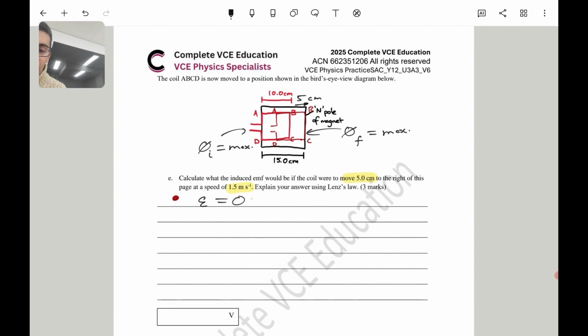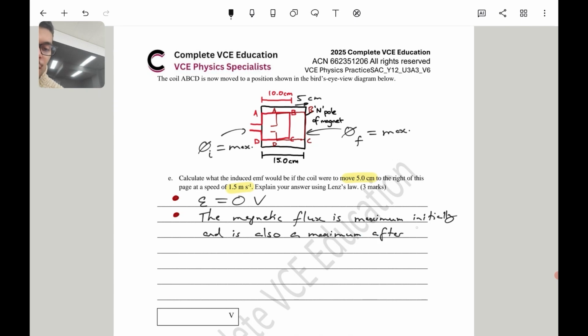So the induced EMF is 0, we can say. Okay, that will be the first mark. Second, the magnetic flux is maximum initially and is also a maximum after the coil travels to the right by 5 centimeters.